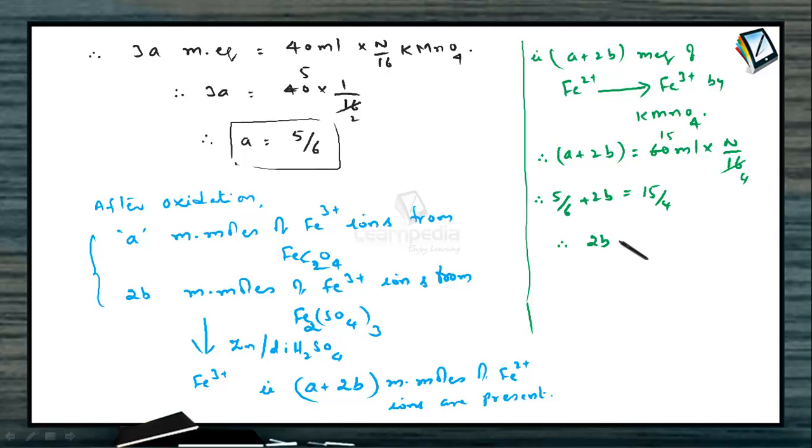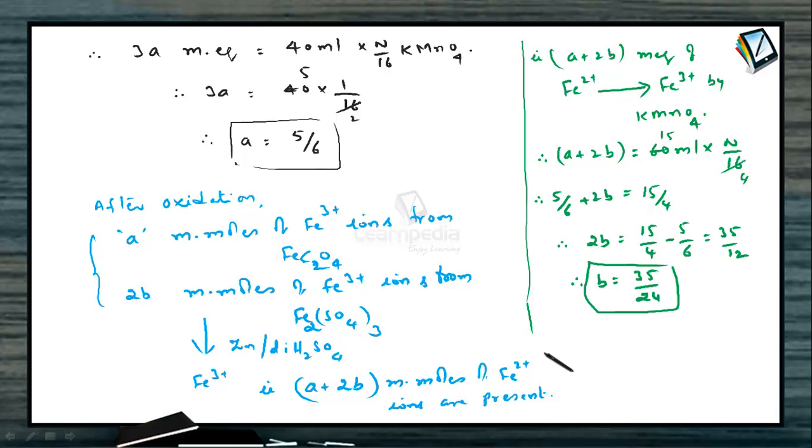Therefore, 2B is equal to 15/4 minus 5/6. This comes out to be 35/12. Therefore, B is equal to how much? 35/24. So we got now A and B.